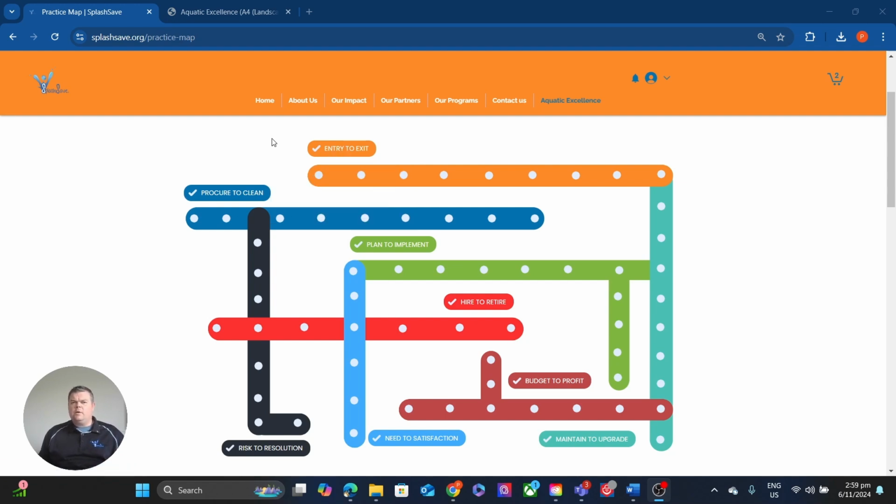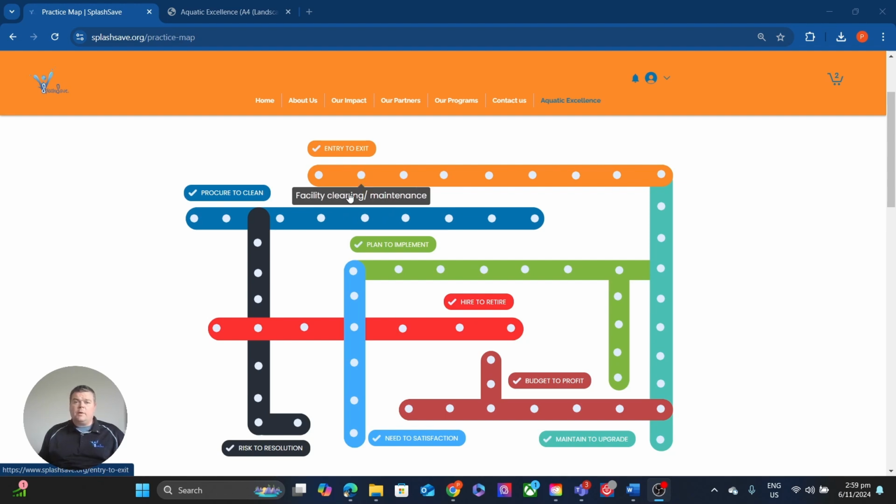So when we look at the entry to exit pathway, the first thing that we talk about is, what is your check-in system? Do you have an electronic point of sale? How do you make sure that the people coming into the facility are correctly being logged and correctly being registered into the facility, both for utilisation numbers but also for capacity management and revenue?